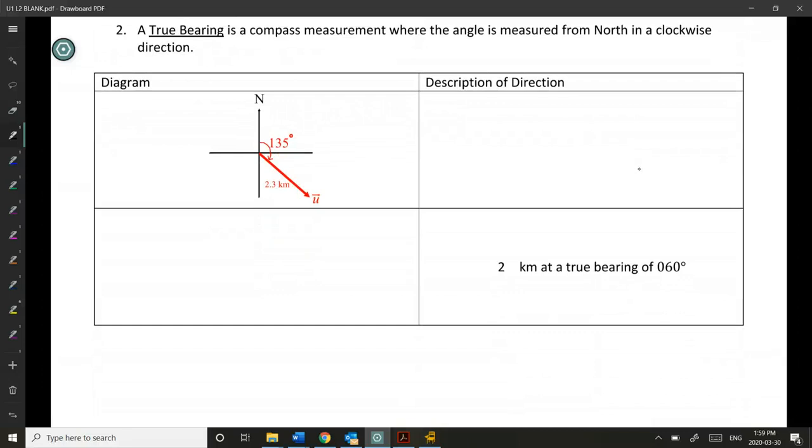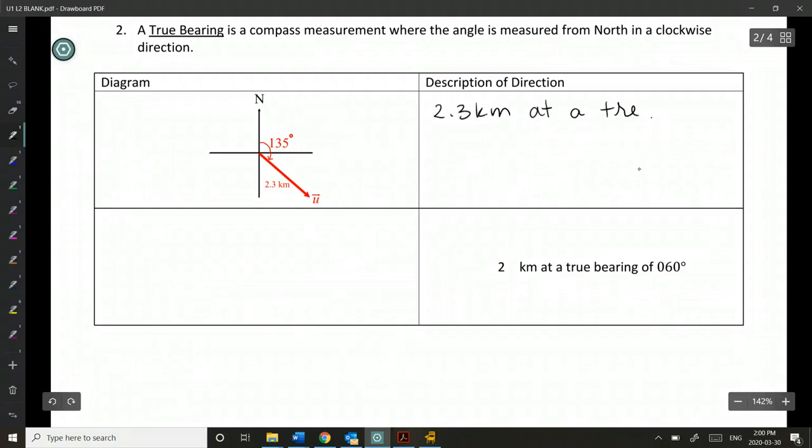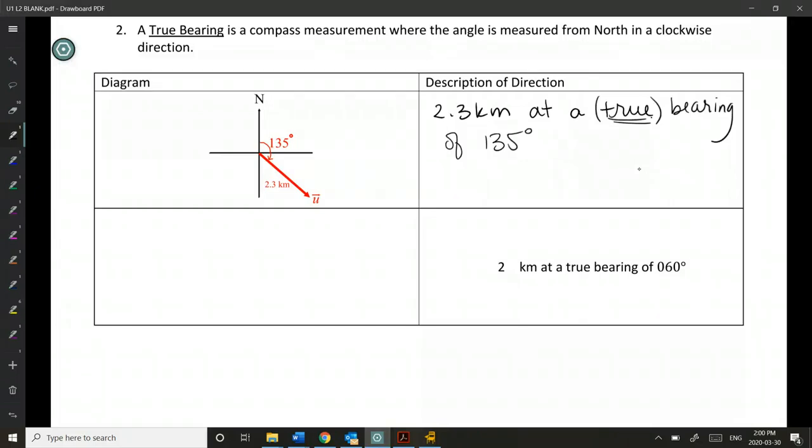Okay, the second way that we can indicate the direction of a vector is called true bearing. It's an angle that's measured from north, always in a clockwise direction. So the description of this direction would be 2.3 kilometers at a true bearing, or sometimes you won't even see the word true. It might just say at a bearing. So this word could be optional: at a bearing of 135 degrees. If you don't see the word true, but you just see at a bearing of 135 degrees, you can assume that that's a true bearing.